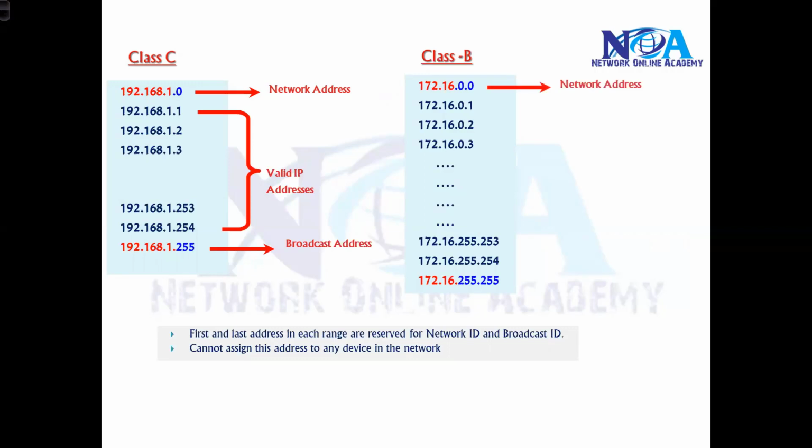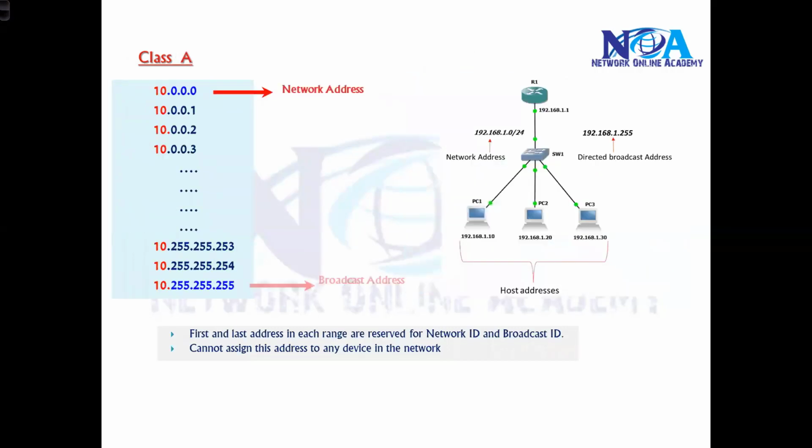Similarly, if you take any B class address, the first address is a network address, the last is a broadcast, and the ones in between are valid. And similarly, the same thing with A class also. So the first and the last are reserved for network ID and the broadcast ID. And the addresses in between, we call them valid IP addresses.